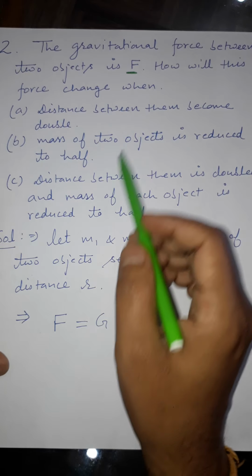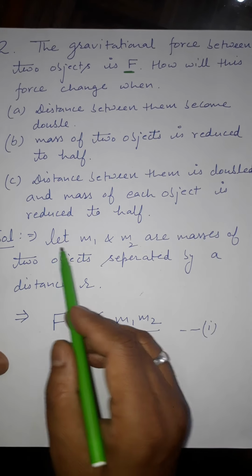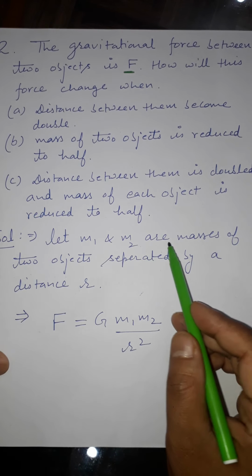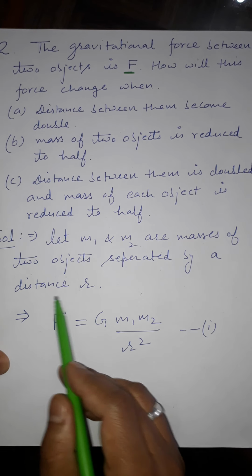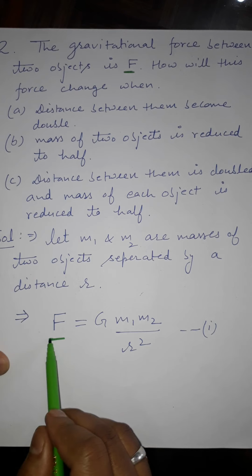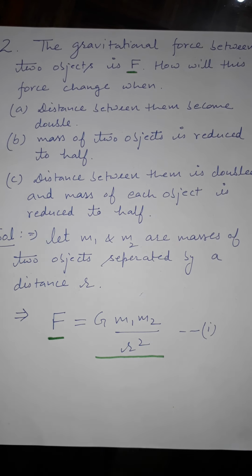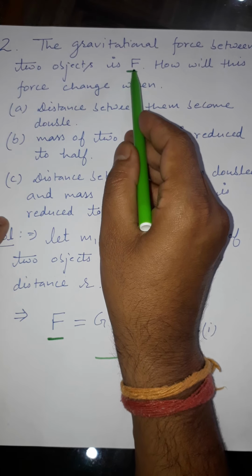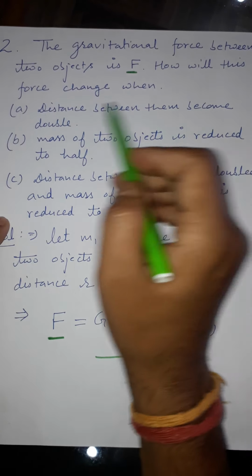In order to solve such general questions, what we have to consider: let m1 and m2 be the masses of two objects separated by a distance r. Therefore, the force between them is given by F equals G m1 m2 over r square. Now, let us move to the first condition. We have to find the change in value of F if the distance between them becomes double.